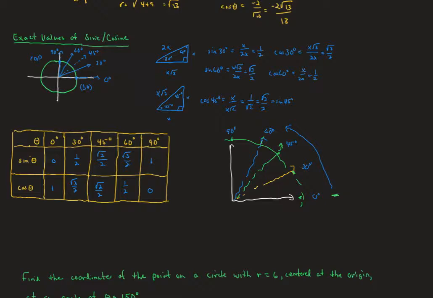Cosine is the x value, so it starts the furthest out we can. It starts big, and then it progressively gets smaller because as we move along the circle, those x values get smaller and smaller. So it starts as big as possible and goes down: 1, square root of 3 over 2, square root of 2 over 2, 1/2, 0. The same 5 numbers, just in reverse order.